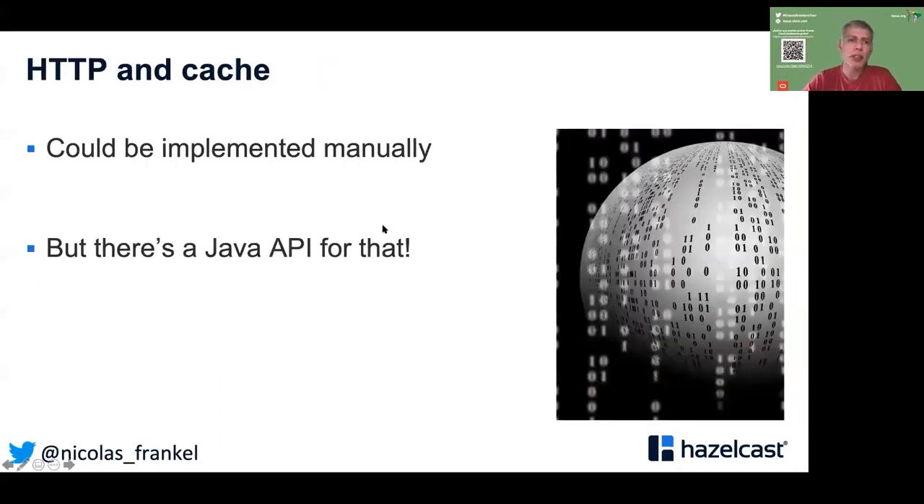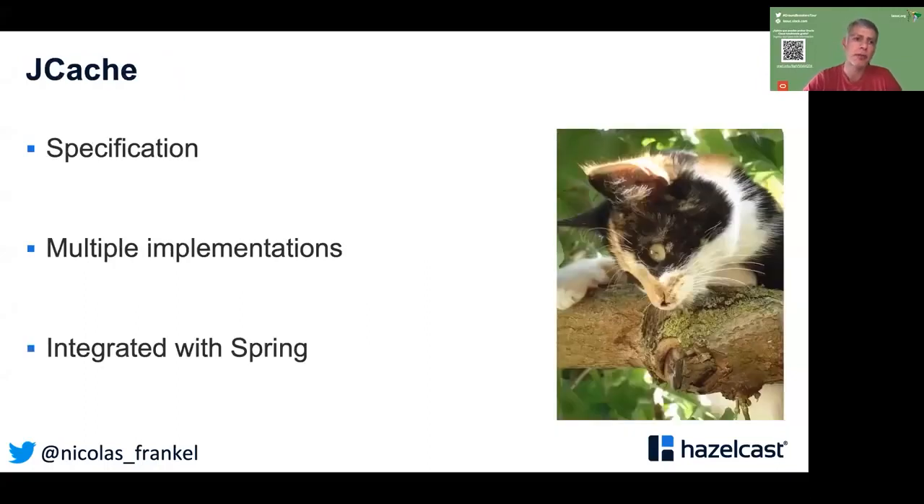Now going to HTTP, we could cache manually, but I believe that if you have an API, you should always go through the API. And there is a Java API for caching, and it's called JCache. You have one specification and you have multiple implementations. Some of them are distributed, some of them are not, but in all cases, I believe this is really cool stuff.